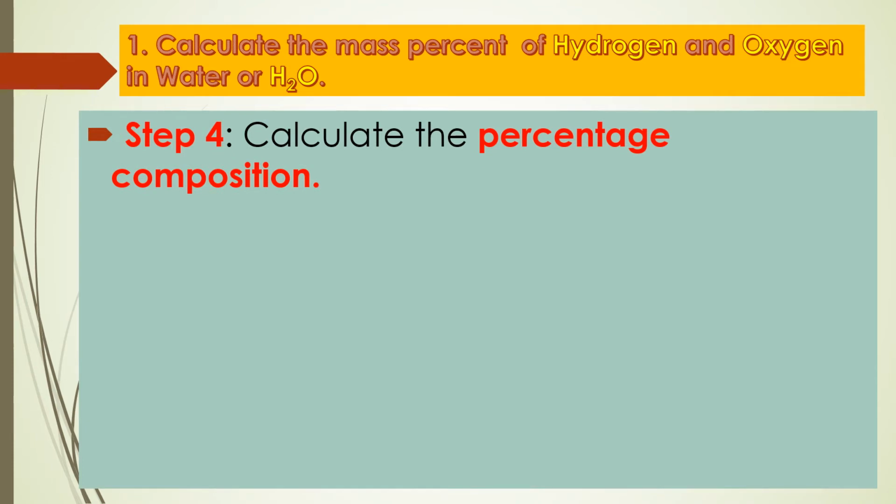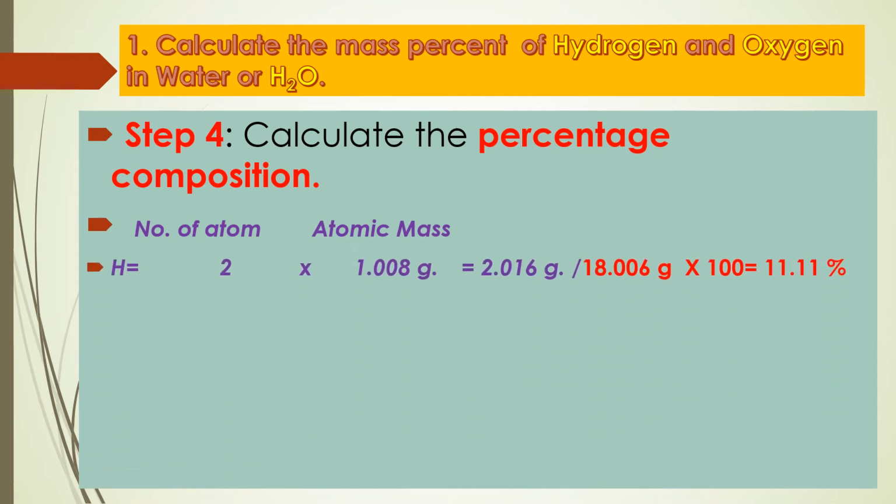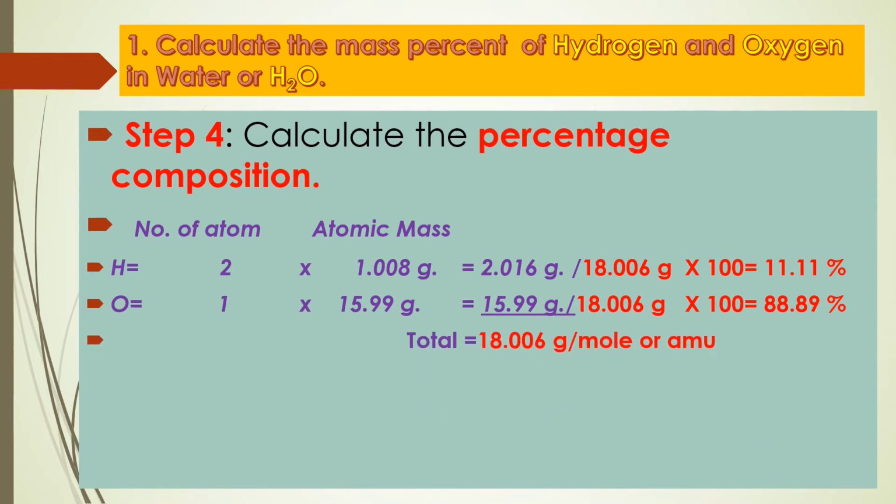Step 4. Calculate the percentage composition of H2O. Hydrogen has 2 atoms times 1.008 grams equals 2.016 grams, divided by the molecular mass of H2O, which is 18.006 grams, times 100 equals 11.11%. Oxygen has 1 atom times 15.99 grams equals 15.99 grams, divided by the molecular mass of H2O, times 100 equals 88.89%. Therefore, there is more oxygen present in water compared to hydrogen.